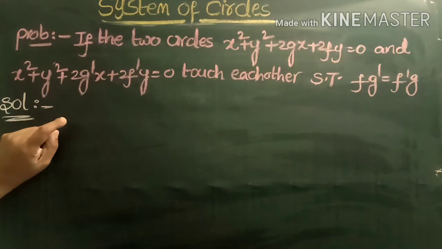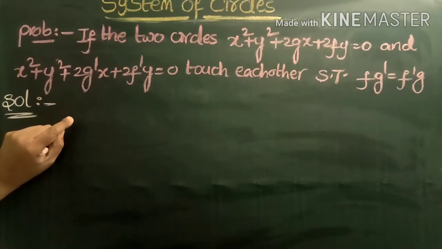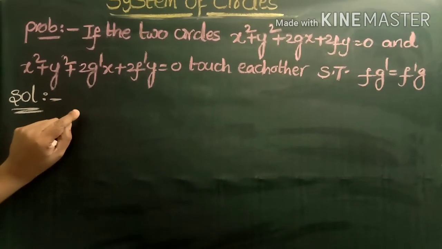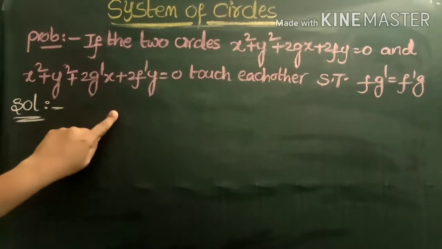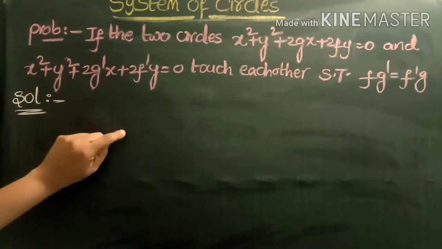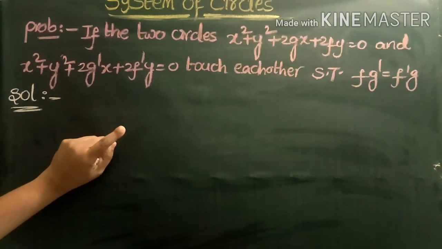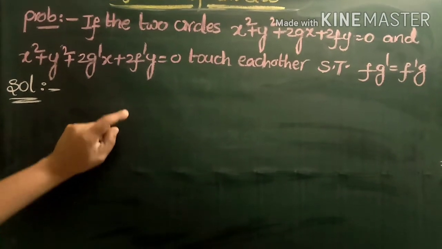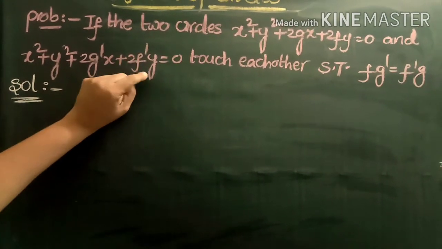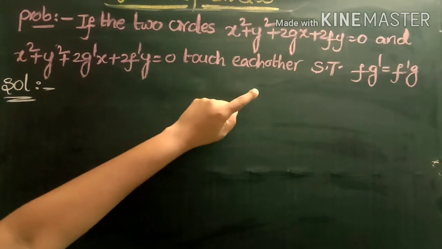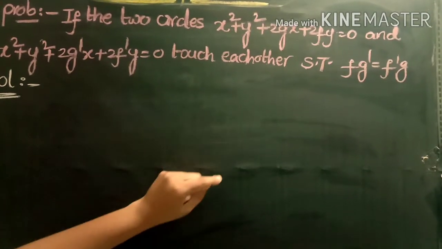If the two circles x² + y² + 2gx + 2fy = 0 and x² + y² + 2g'x + 2f'y = 0 touch each other, then show that fg' = f'g. So the given condition is that the two circles touch each other, and we have to show that fg' = f'g.